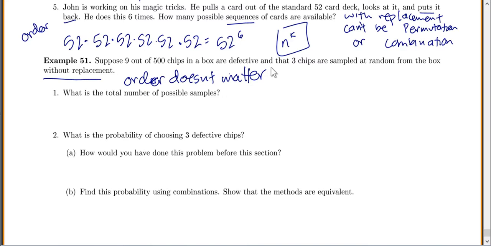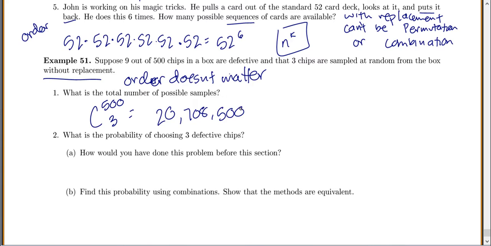Okay, so we want to know what's our total number of possible samples. So this would be a combination. We have 500 to choose from, and we want to draw out 3 of them. So this would be 500 choose 3, which is 20,708,500. And we want to know what's the probability of choosing 3 defective chips.